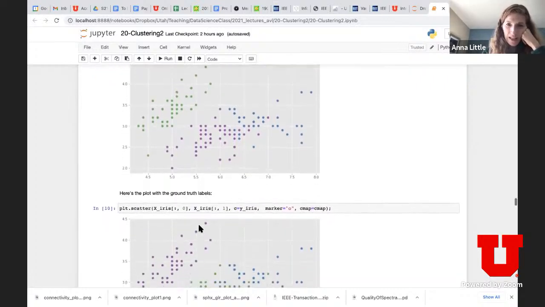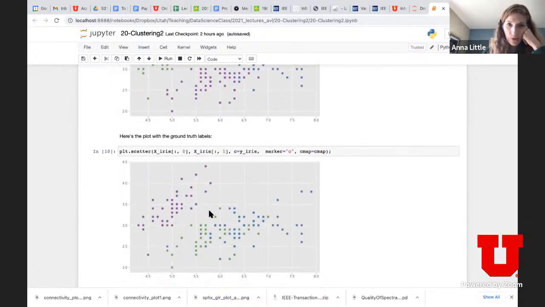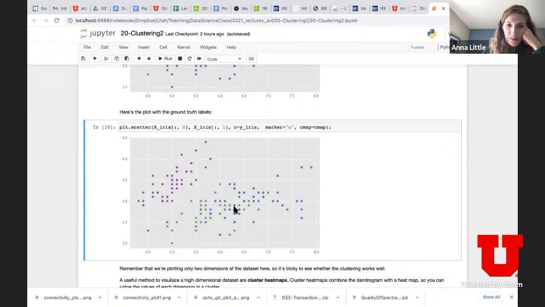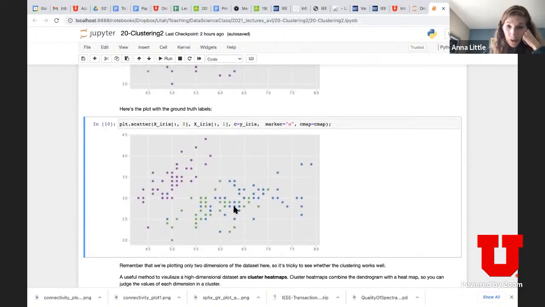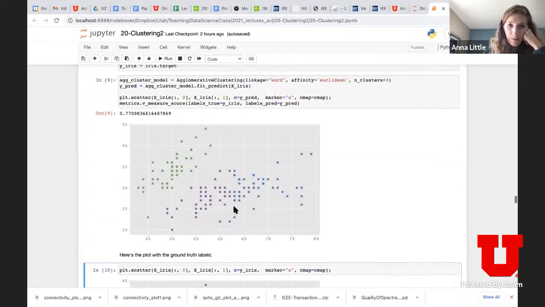And then we can take a look also at the ground truth labels here, plotted with the first 2 coordinates. And indeed, this is a challenging problem because there's a lot of overlap in those 2 species. So it's hard to do. And so you can see that we're not totally able to separate those species. But again, we're only seeing 2 dimensions. That's another thing to keep in mind.